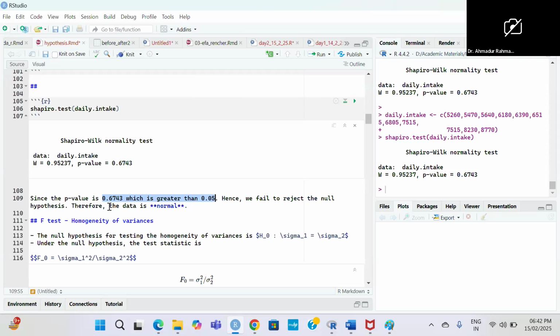And what is the meaning of this? When we fail to reject the null hypothesis, that means our data set is following a normal distribution. Is that clear? Any issue?